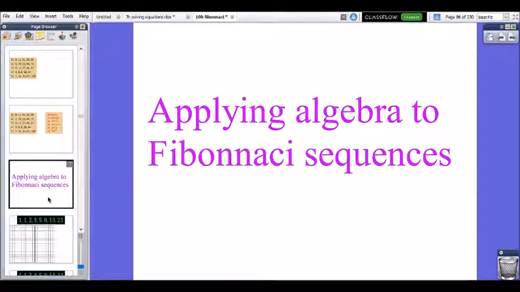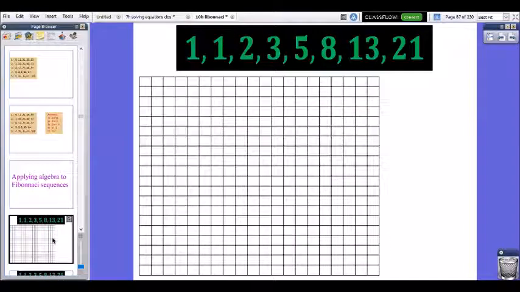Good morning guys, today we are going to be learning how to apply algebra to a Fibonacci sequence. Okay, so first of all I would like you to tell me, do you recognise this sequence of numbers? And if you can't remember what a Fibonacci sequence is, ask yourself, how does the number 2 relate to 1 and 1? How does the number 13 relate to 5 and 8 and so on?